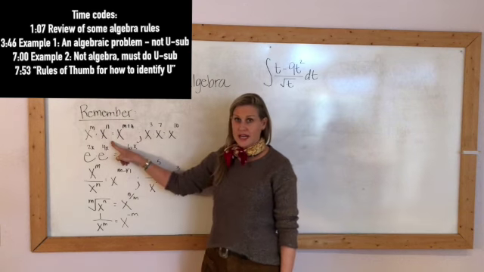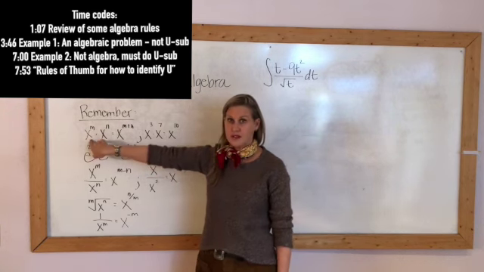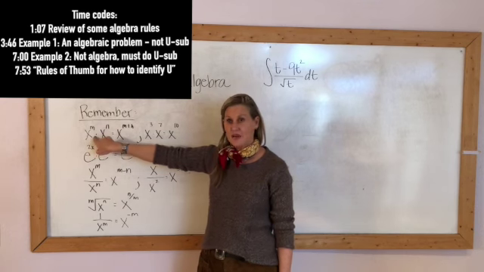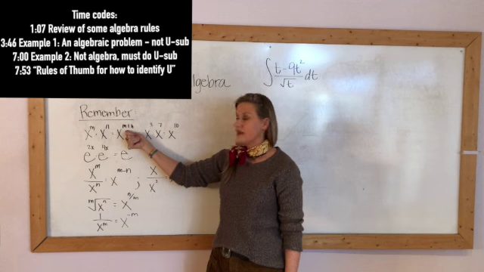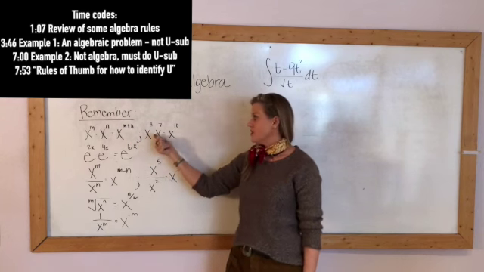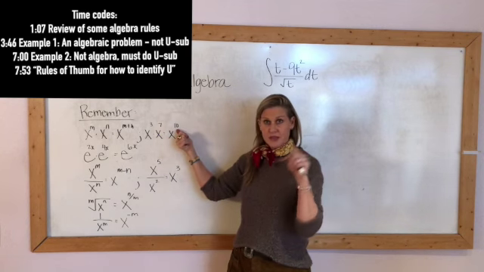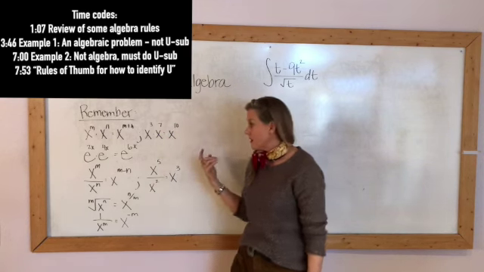This rule right here, a rule of exponents, says if you have two variables that have the same base and they're being multiplied together, you write the base and you add the exponents. So for example, if you have x to the third times x to the seventh, that would be x to the 3 plus 7, which is x to the 10th.